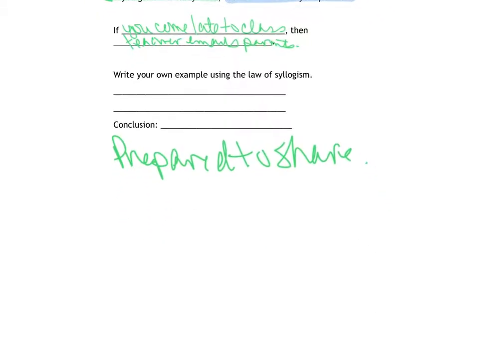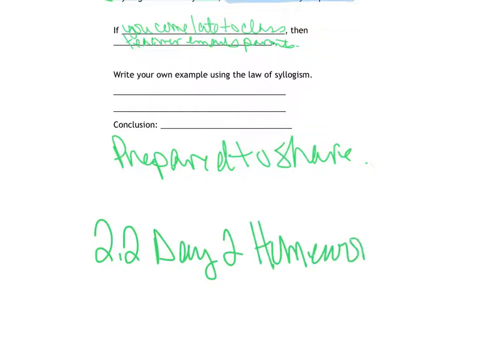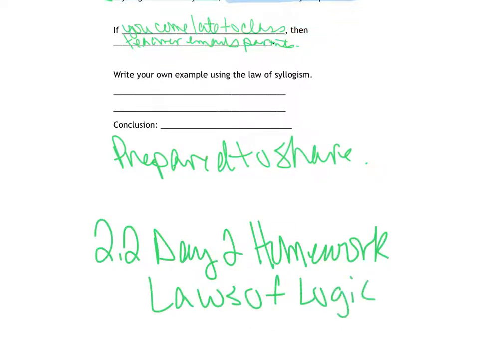Once you're finished with this, you will find in Schoology a homework assignment called 2.2 Day 2 Homework. I'll probably put something in there that says laws of logic. That'll be an attachment in Schoology, so you can open it out of Schoology and then submit it through that same assignment. Good luck, have fun.